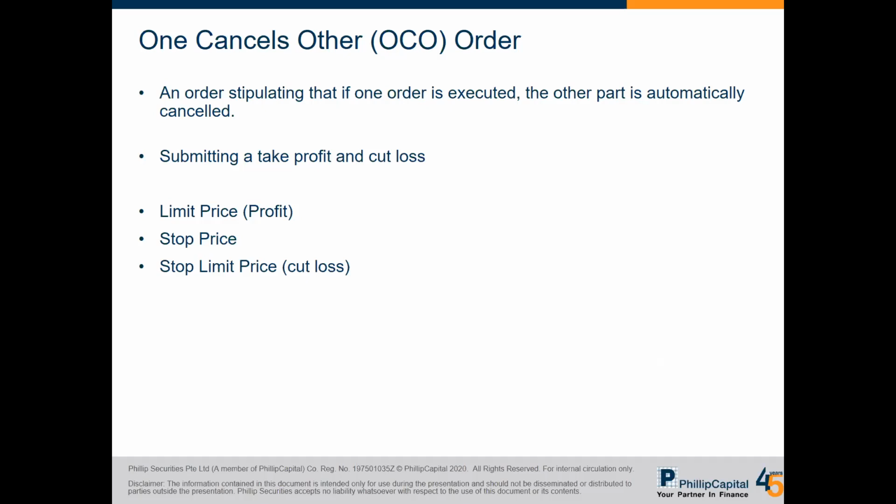So how does it work? When you already have a position and you want to place a take profit level and also a stop loss level, when the market goes in your favor, you'll be able to take profit. And if the market goes against you, you will not suffer a huge loss. If you take profit, then your stop loss will be cancelled. However, if you hit the stop loss first, then your take profit will be cancelled. So it's like one cancels the other.